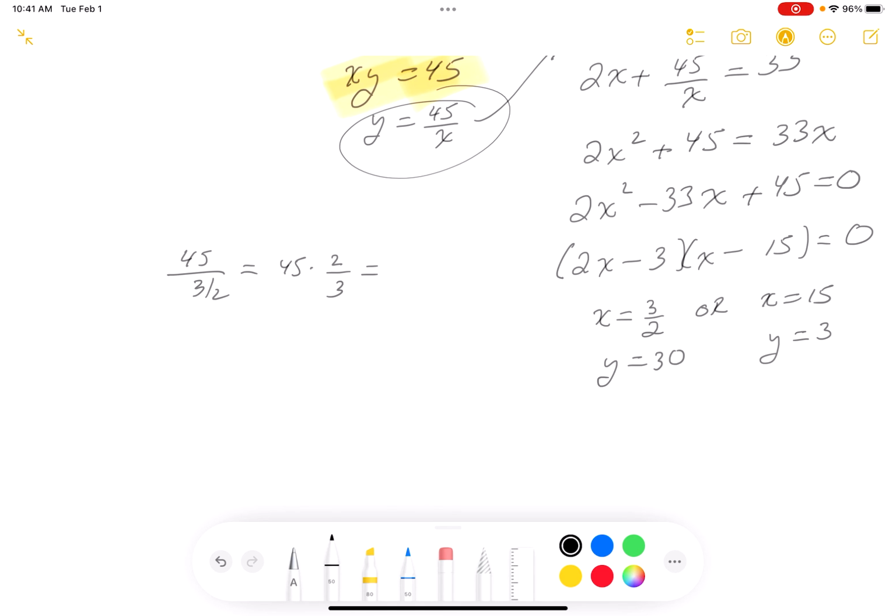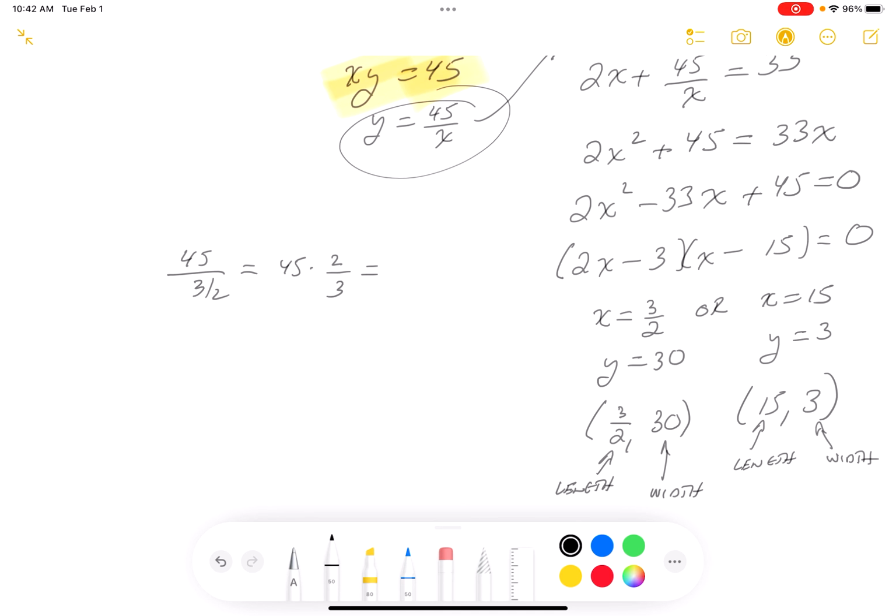So, the bottom line is I got 2 answers here, and I don't even remember the question, but the first answer is going to be 3/2, comma 30, and the second one's going to be 15, comma 3. So these are my 2 solutions that I'm getting. And I want to see if they're making sense. All right, so I gotta go back and remember what x was, and x was the length, and this was the width. This is the length, and this is the width.